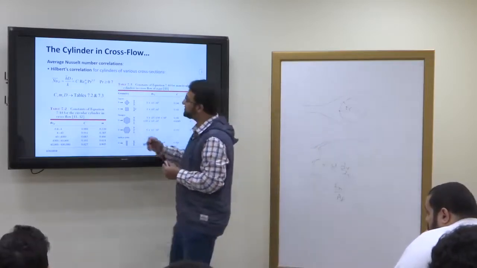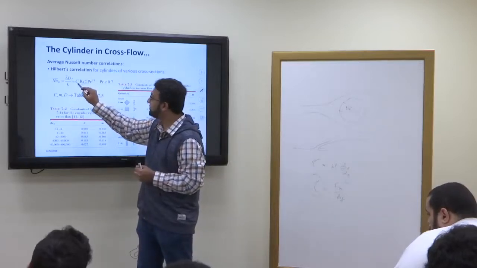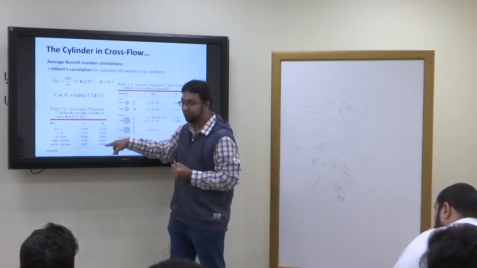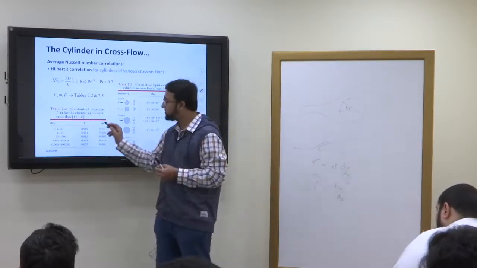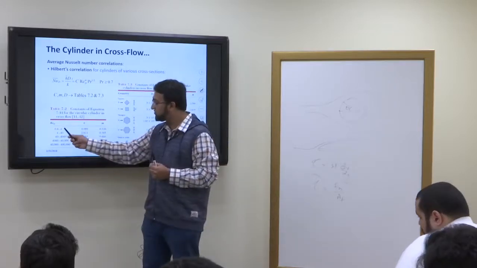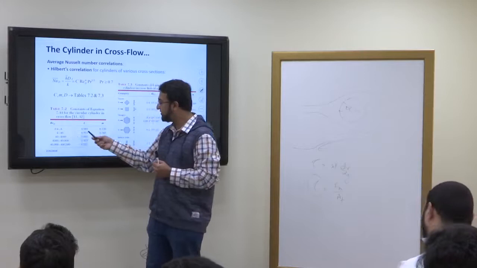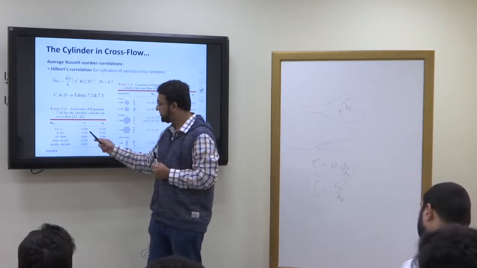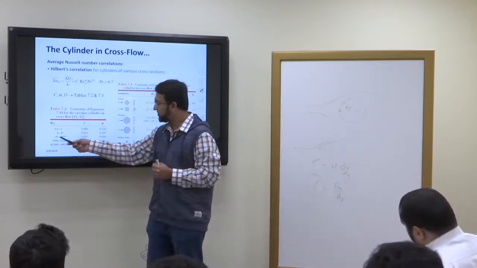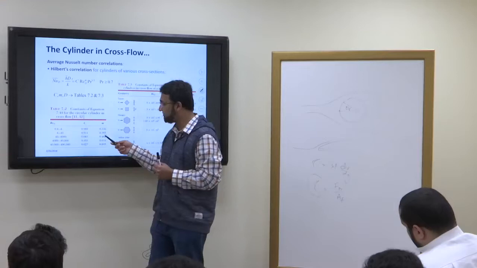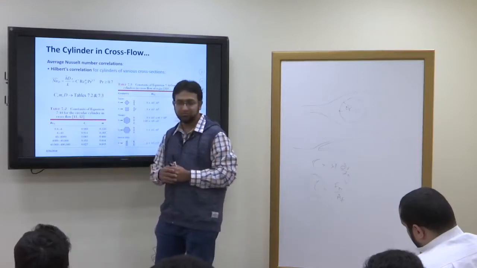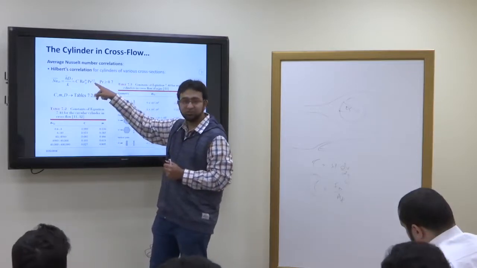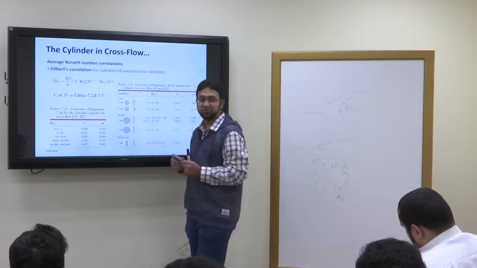Now there are two unknowns, which are C and m. For C and m you will use this table. C and m depend upon the Reynolds number. If the Reynolds number is between 0.4 and 4, use this C value and this m value. If the Reynolds number is from 4 to 40, use this C value and this m value. If the Reynolds number is 40 to 4000, use this C value and this m value. And similarly like this. Understandable? So you got this as the Hilpert equation to determine the average Nusselt number.